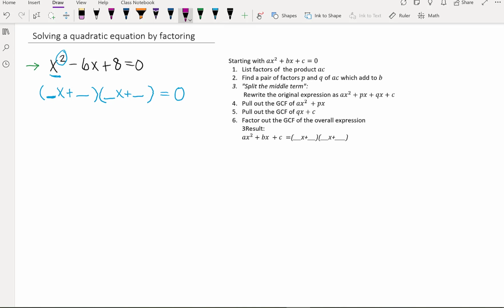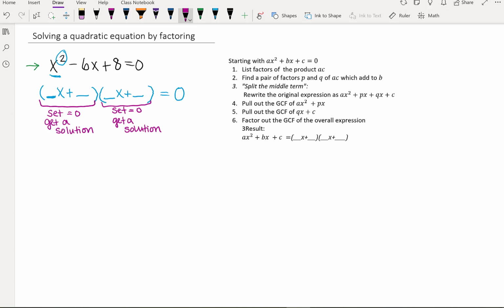The idea is, if I can find these two factors, I can set this one equal to zero, and I get one solution. And I can set the second factor equal to zero to get another solution. So how do I figure out what these factors are?